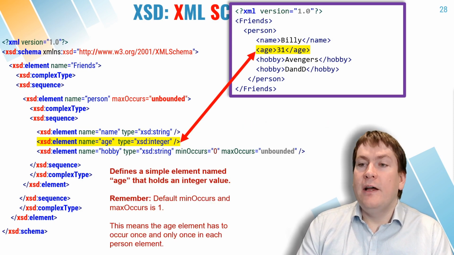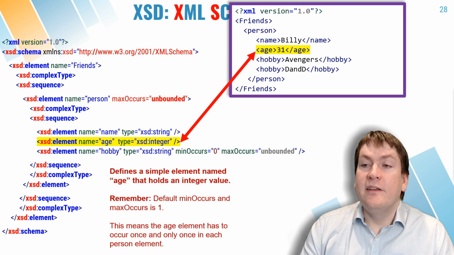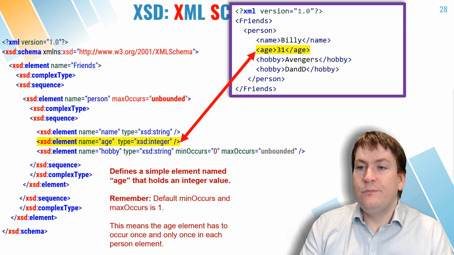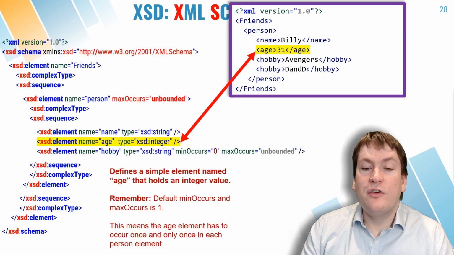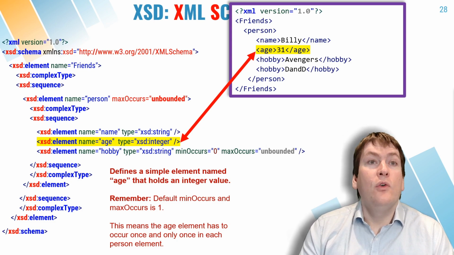So now we have an age element. This is another simple element, so we're going to just define it with one line in our XML schema. We're saying that its name is age, and this time we're using a different type. We're saying the type is integer. And since we don't have minOccurs or maxOccurs, once again we're saying that this has to occur once and only once.